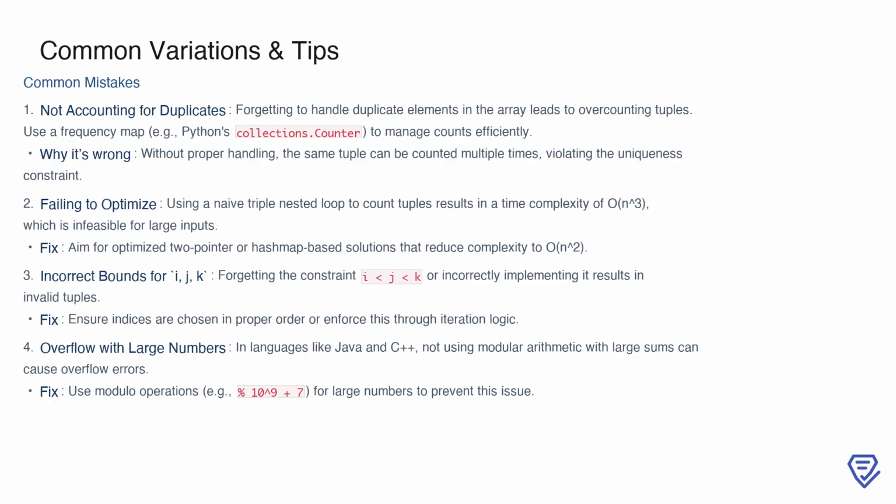Lastly, in languages like Java or C++, there's a risk of overflow when dealing with very large sums. To avoid this, modular arithmetic, such as taking results modulo 10 to the power of 9 plus 7, is necessary to ensure correctness and prevent overflow errors.